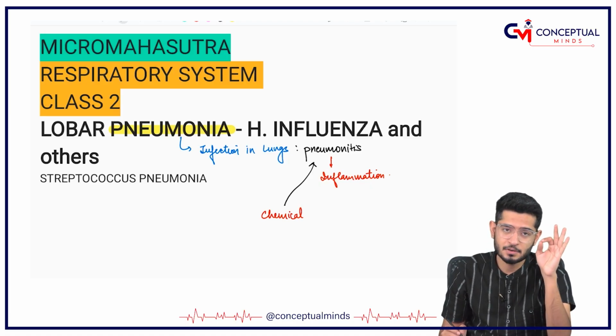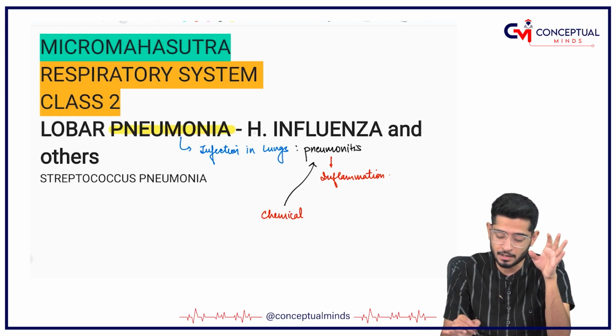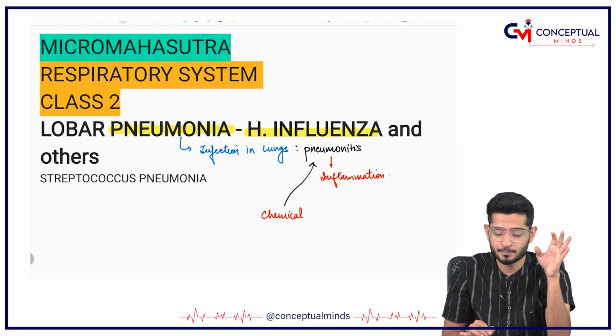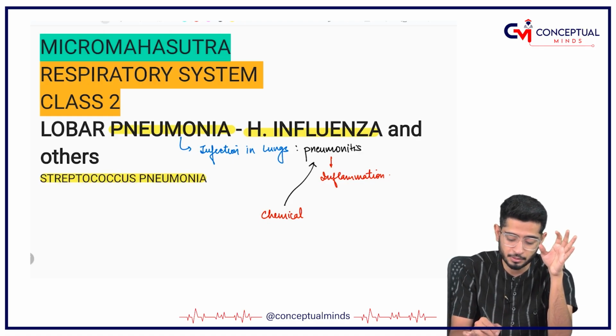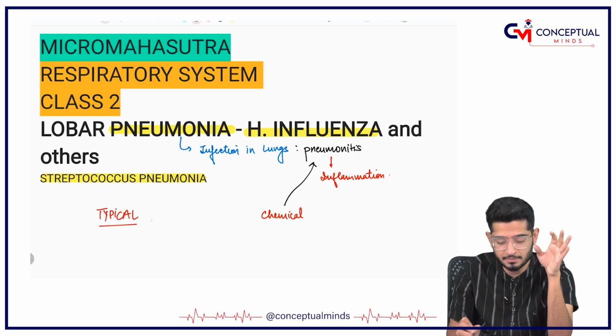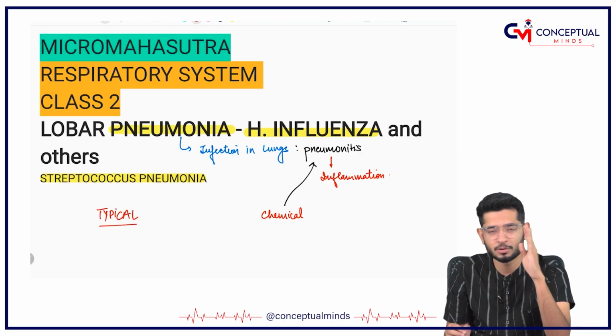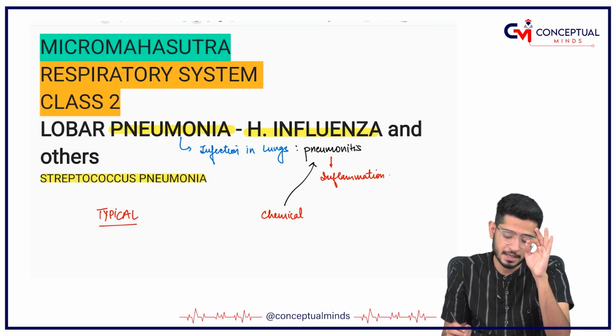The organisms causing lobar pneumonia mainly, I am stressing mainly, are Hemophilus influenzae and of course Streptococcus pneumoniae, the typical pneumonia. I am talking about the typical pneumonia. There are some atypical organisms also which we are going to discuss in subsequent sessions, but typical pneumonia is caused by Haemophilus influenzae and Streptococcus pneumoniae.